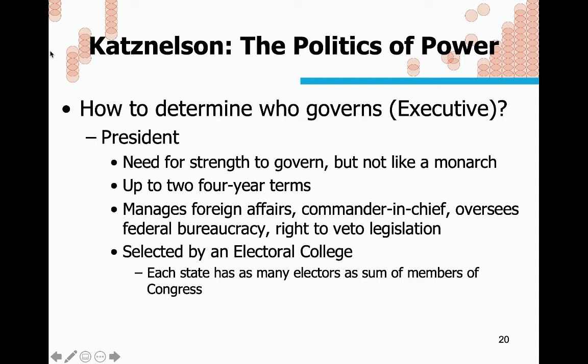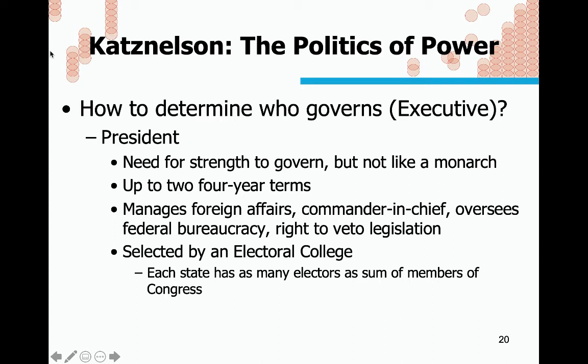But a president manages foreign affairs, is the commander-in-chief of the military, oversees the federal bureaucracy, and has the right to veto legislation from Congress. We'll talk all about the president in a couple of sessions, so I won't go into details here, but this is just a quick and dirty presentation. The president, of course, is selected by an electoral college, which I'm sure you're not a fan of.